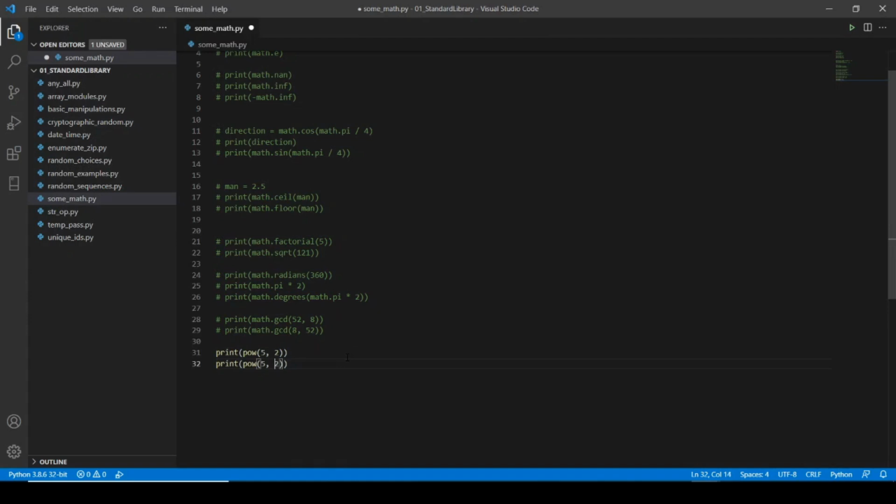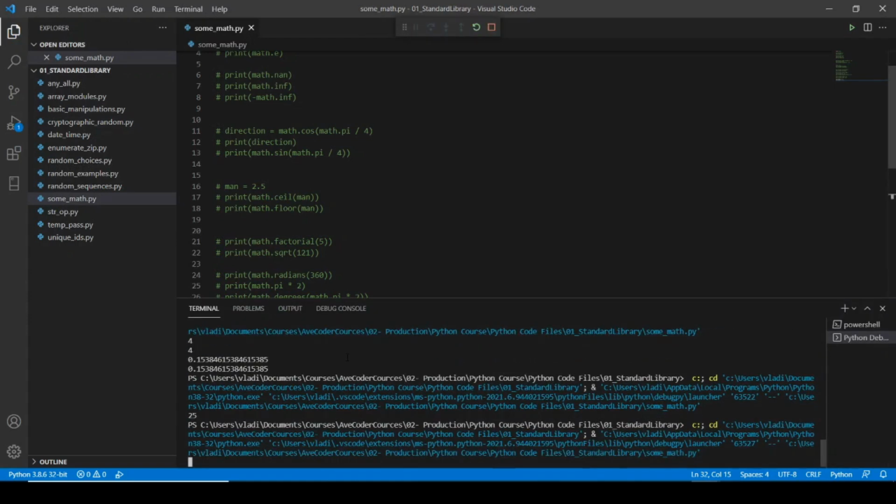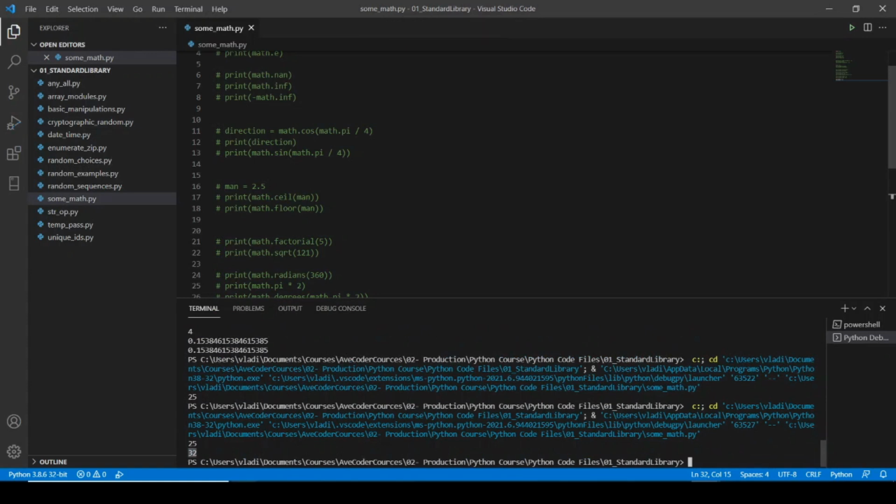Let's try another example. This time we'll shuffle them around. So we'll raise 2 to the power of 5, and here we go, 32. So in this lesson, we continued to look at some useful functions from the math module.